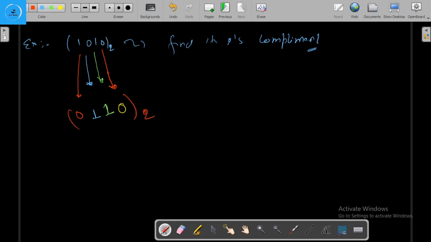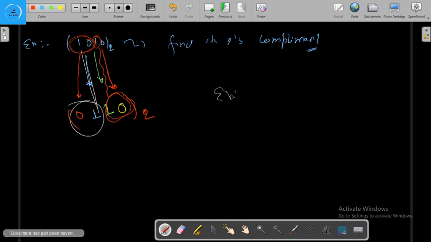So to get the 2's complement for the binary number system, until 1 comes, we write the digits as they are, and after getting the 1, we just complement, that is, we write the opposite of the given number.